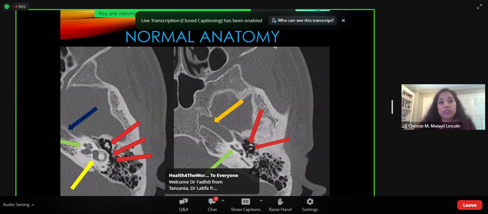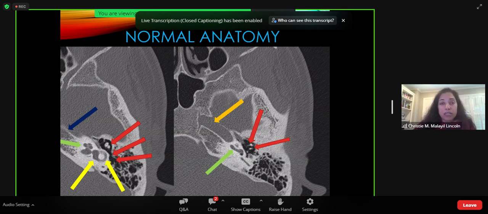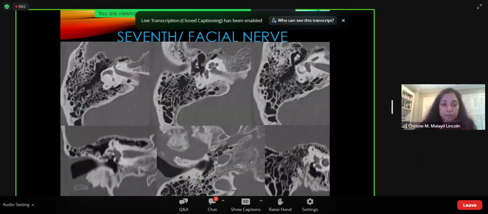And then the yellow arrow is pointing to the vestibule on the image on the left. And then next to that, the second yellow arrow is pointing to the lateral semicircular canal, which communicates with the vestibule. There's also the superior semicircular canal and then the posterior semicircular canal, which is indicated by the yellow arrow on the image on the right. And then there's the vestibular aqueduct, which is the light blue arrow on the image on the left. So anatomically, these are all very important structures, very small structures, but very important for you to know when you deal with temporal bone imaging.